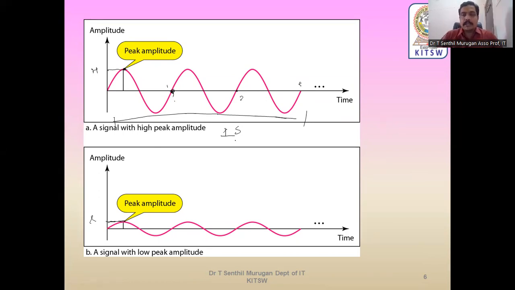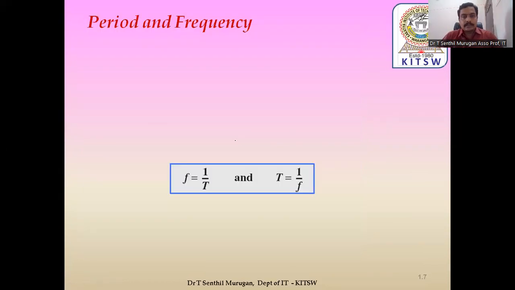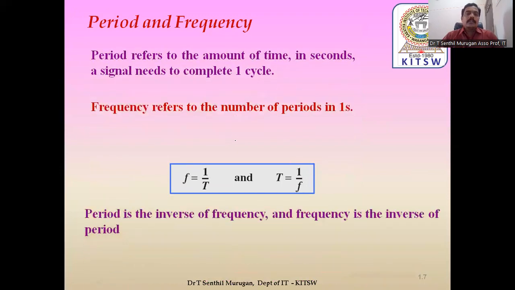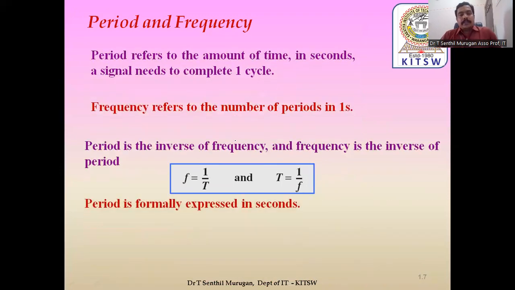Normally the frequency will be represented in hertz. The period is formally expressed in seconds. Period means a timing, don't forget it. Frequency is represented in hertz and period is represented in time, that is seconds.